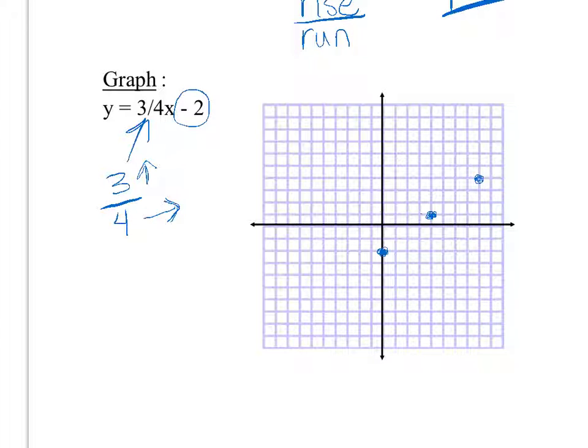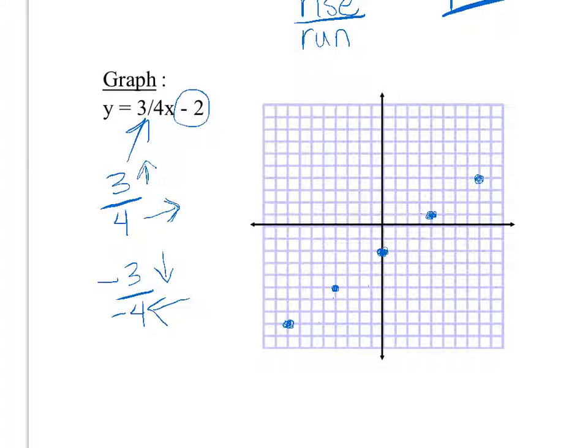I can also look at this being a -3 over -4, because two negatives cancel to become a positive, so it still reduces to a positive 3/4. Now if I do that, 3 is negative, so I'll be going down. 4 is negative, so I'll be going to the left. So I'm going to go back to my y-intercept. From there I go down 3, to the left 1, 2, 3, 4. And there's my point, and again down 3, to the left 1, 2, 3, 4.